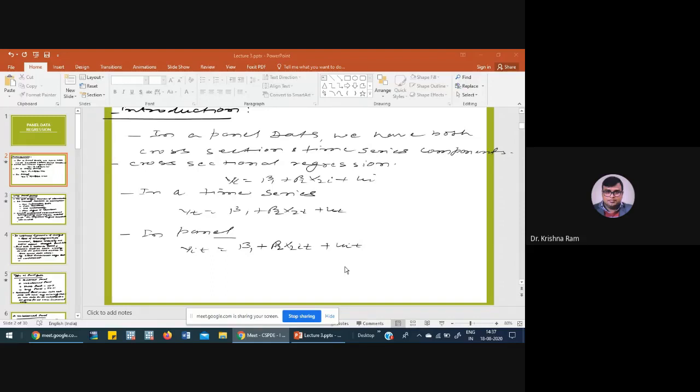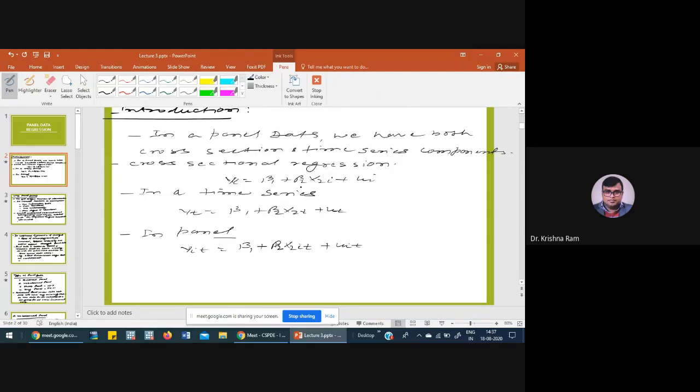So when we write our regression model, we write the cross-sectional regression model like this, as usual, and the time series regression like this. In a cross-sectional regression model, i represents the ith cross-sectional unit, and in a time series, t represents the time period.